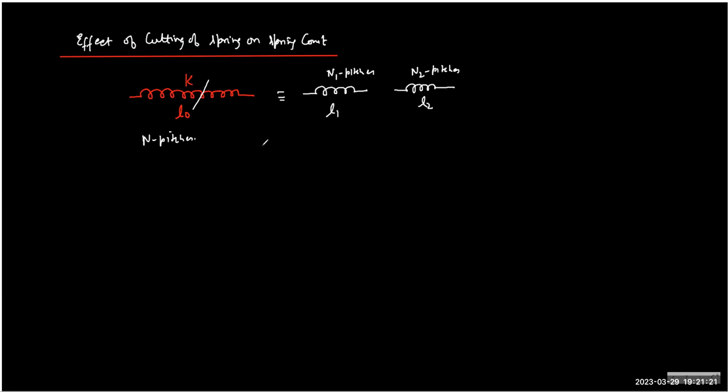See, when you apply force, every pitch will elongate by the same value. So if you give me fewer pitches, I will elongate by less value. Am I right? So under the application of the same force, which one will elongate maximum? The biggest will elongate maximum, and the cut part will elongate less. Am I right?